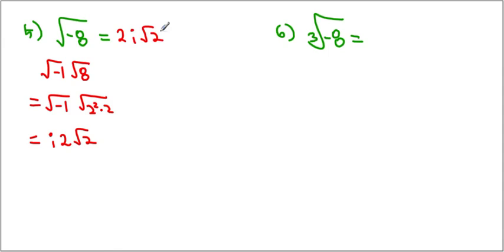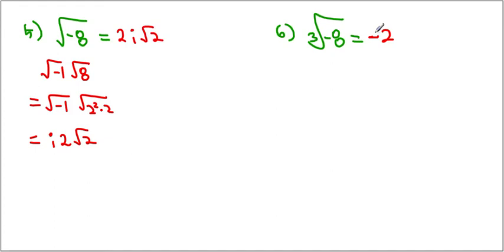How about number 6? So in one way, number 5 was very similar to number 4, but number 6 is a little bit different. I have given you the cube root of negative 8. Are you thinking about i now? In fact, the answer doesn't involve i, because if you think about this one carefully, the answer would have been negative 2. Yes, the answer is negative 2.